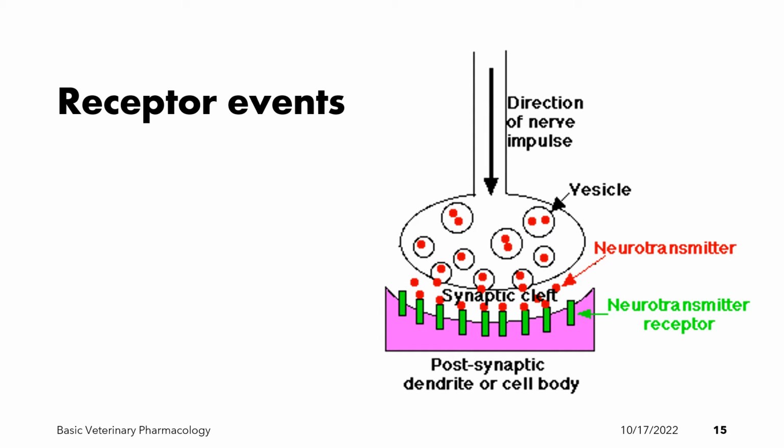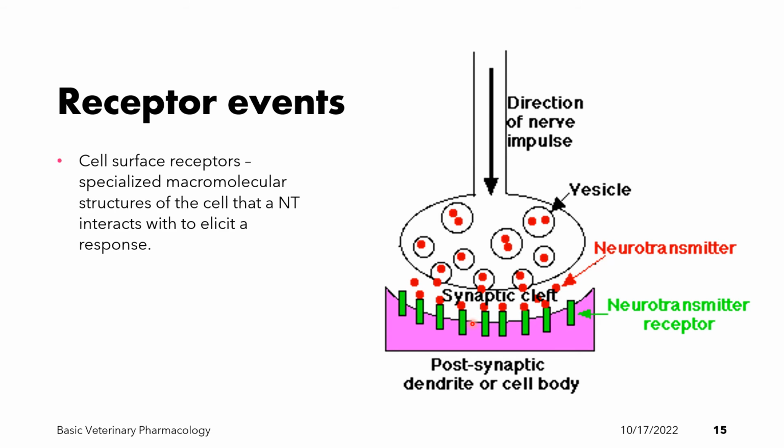So after the release of the neurotransmitters from the synaptic vesicle into the synapse, some of those neurotransmitters will bind to the receptors found at the postsynaptic cell body, dendrite, or the effector organ. These are known as the receptor events that take place in neurohumoral transmission. At this part, the neurotransmitters will bind to the receptors on the postsynaptic membrane, and these receptors are considered to be ligand-gated ion channels.